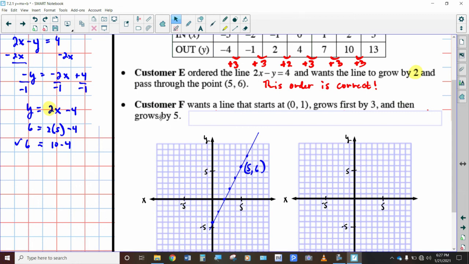All right, now for the last one, and we are done for today. Customer F wants a line that starts at 0, 1 and grows first by 3 and then grows by 5. Can you provide them with that rule? Go ahead and think about that and declare your answer.